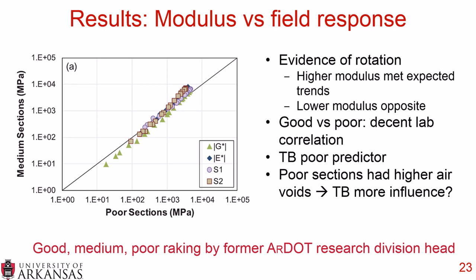Now, one last note, we've been talking about good, medium, and poor performing sections. These are all based on the ranking by a former RIDOT research division head. And that gentleman had been the division head for over 30 years. He was there for the construction of all these jobs. He was there as those jobs were released to traffic and over the years. And these were simply based on his subjective rating system, but it was a pretty good rating system, and he had the experience in order to quantify things as good, medium, and bad.